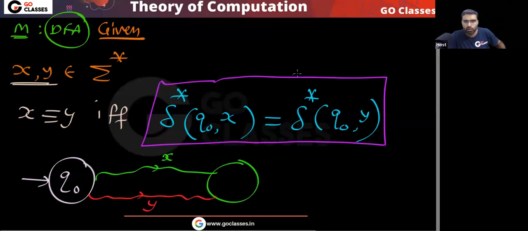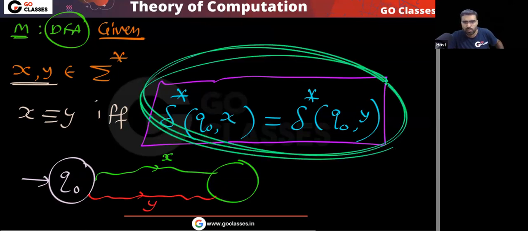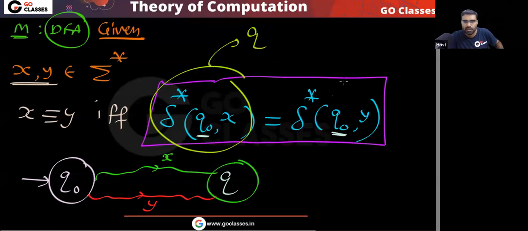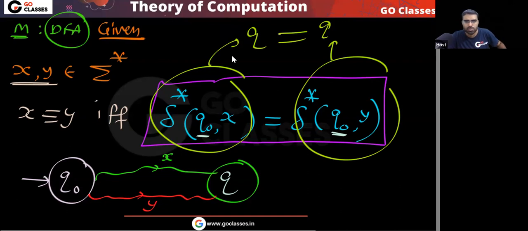So remember what this equation means. Starting in state Q0, when you read X, you will go to some state, and when you read Y, you will go to some state, and those two states are the same. When you read X, you go to some state Q, and that is the same as when you read Y, you go to that state Q. This is the meaning. Is this point clear? Very simple.